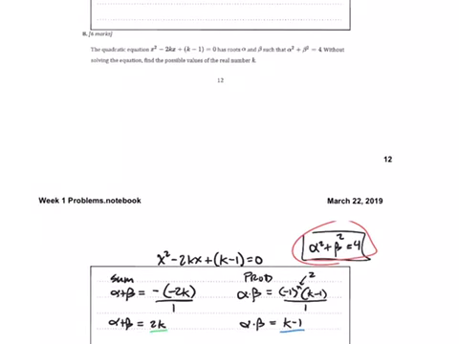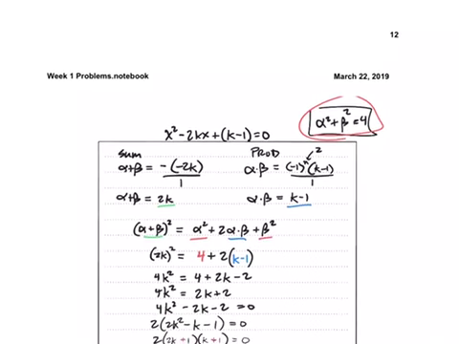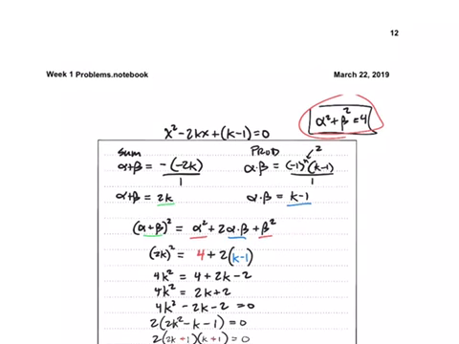Okay, found the possible real values of k such that the sum of the two roots is positive 2k, and the product of the two roots is k minus 1. All right, folks, if you got questions, yet again, as always, let me know, and we'll get it figured out together.